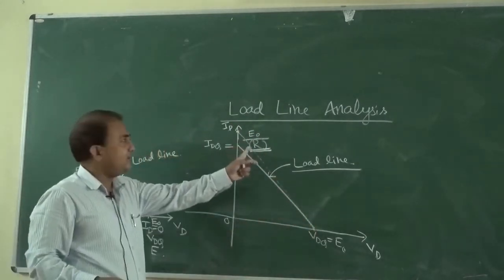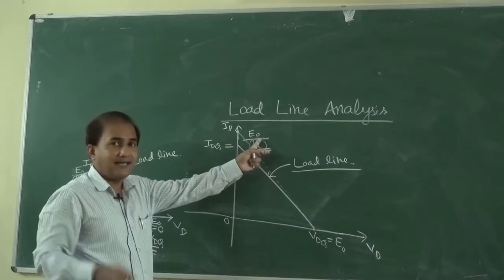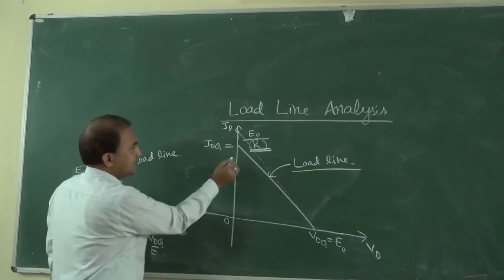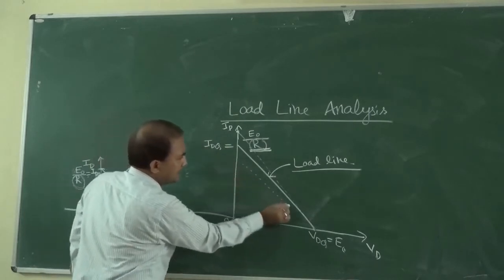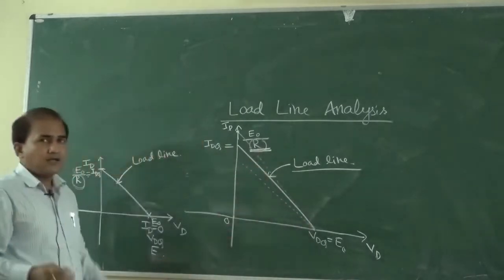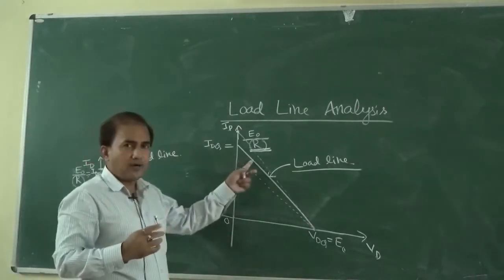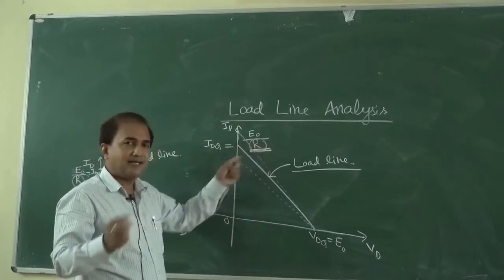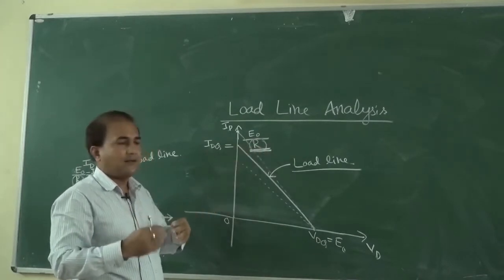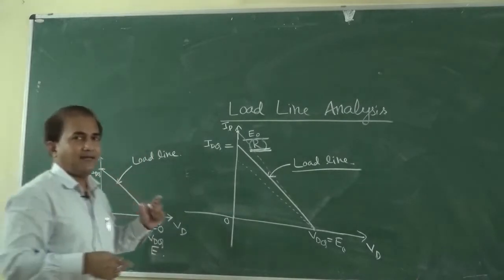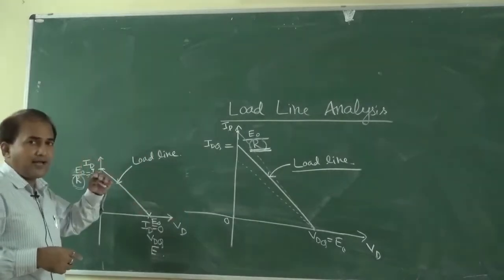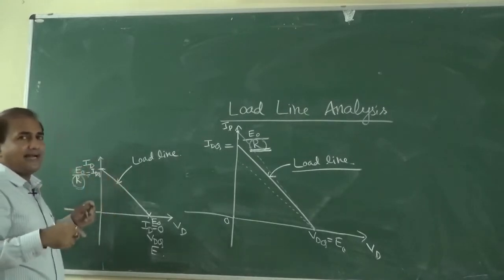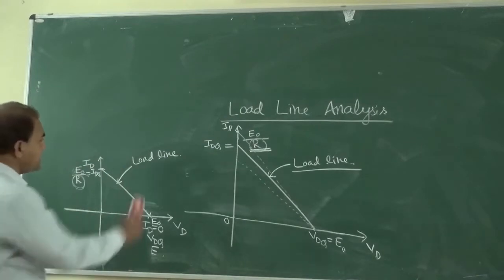Now if this R increases, what will happen? IDQ, its value will be lesser, so the graph will be like this. So the slope of this load line is dependent upon the value of R. That is why it is known as the load line, and we can determine the current flowing through the diode and the voltage across the diode by using load line analysis. So how can we determine it?